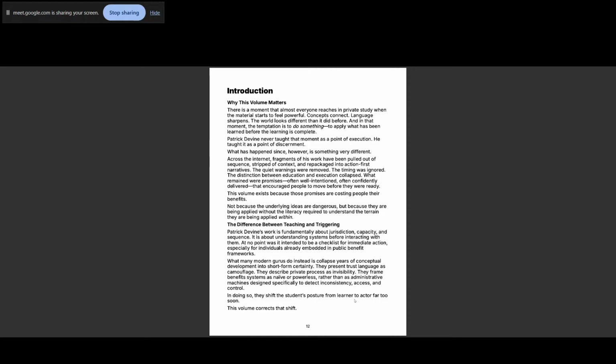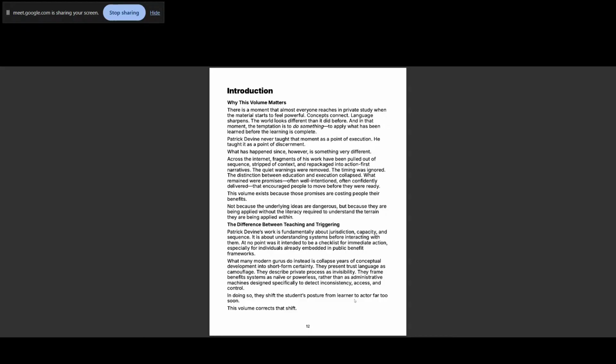This volume exists because those promises are costing people their benefits. Not because the underlying ideas are dangerous, but because they are being applied without the literacy required to understand the terrain they are being applied within. The difference between teaching and triggering.